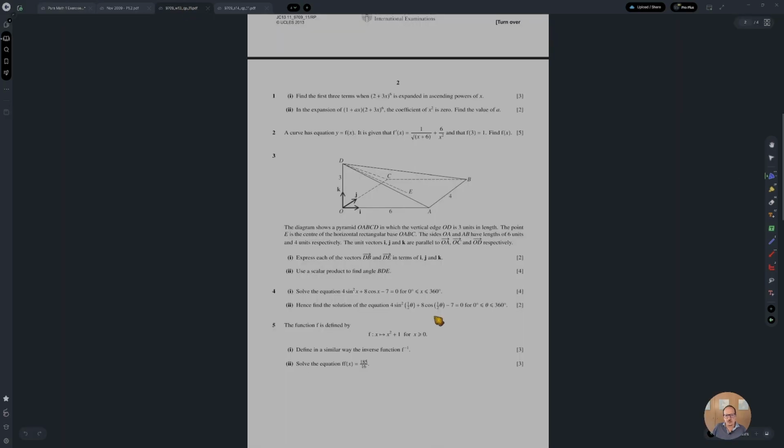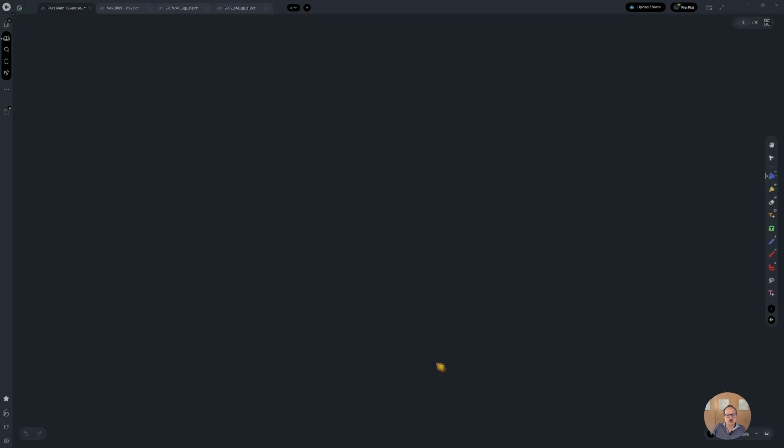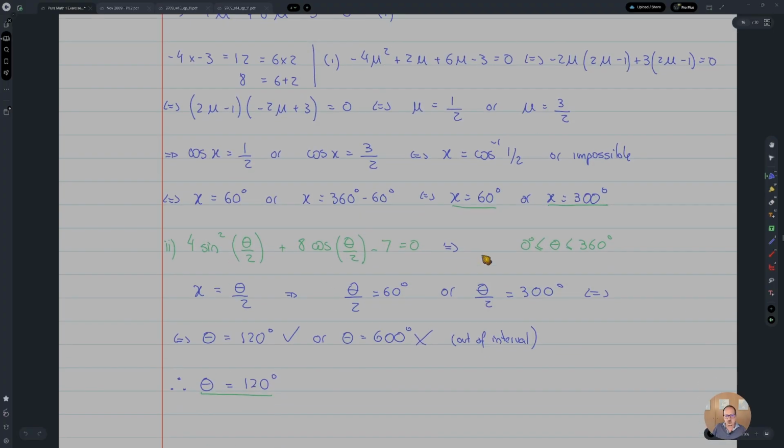Then for the second bit, hence find the solution of the equation. If you look at this equation, this is very similar to that one over there, but instead of x, you have 1/2 of theta, right? So what do you do? You just go to the result and you substitute x by theta over 2, right? So you have either theta over 2 equals 60 or theta over 2 equals 300.